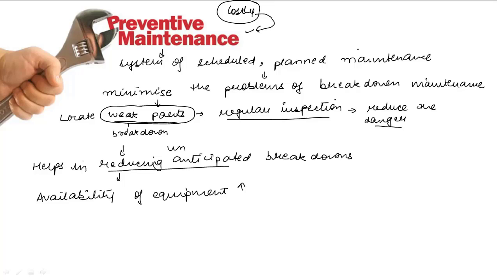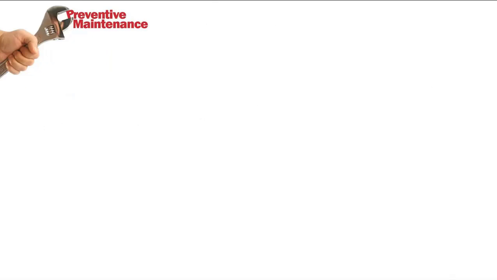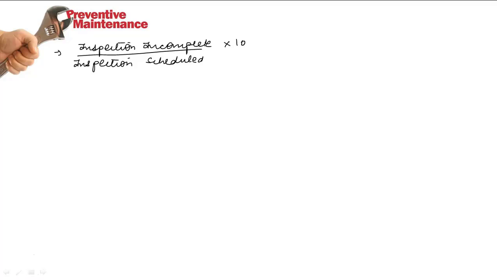Now, you have done your preventive maintenance, then how are you going to evaluate it? How is the evaluation of preventive maintenance going to be done? So the very first is inspections incomplete, and how many inspections you have scheduled. Inspections incomplete divided by inspections scheduled into 100. So incomplete रह गया.